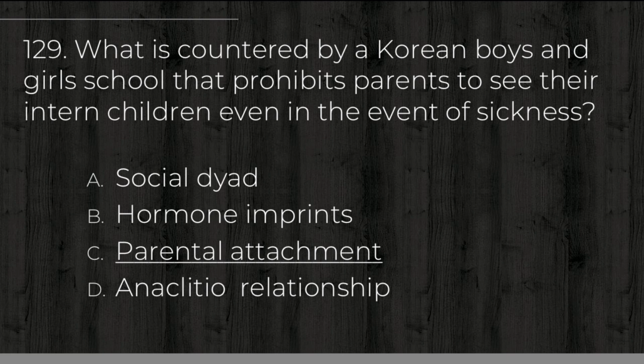So children develop emotional bonds with parents, so strict school policies that limit parental visits can weaken these attachments. So yung letter A is social dyad. A dyad is a two-person interaction, not a general emotional bond. Yung hormone imprints naman, hormones influence our behavior, but they do not explain this scenario. At yung letter D, it's not a common term for parental attachment. So 129 ay letter C.